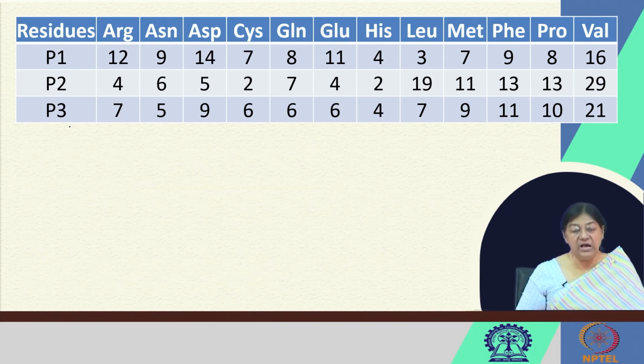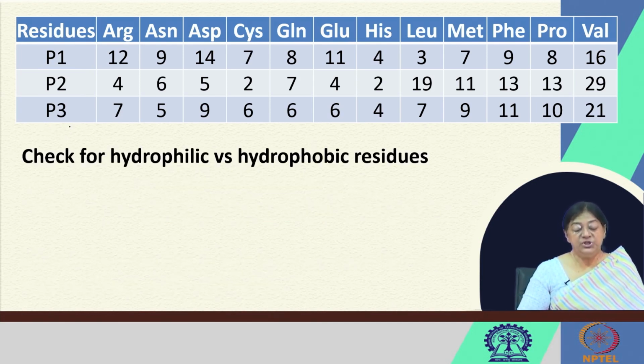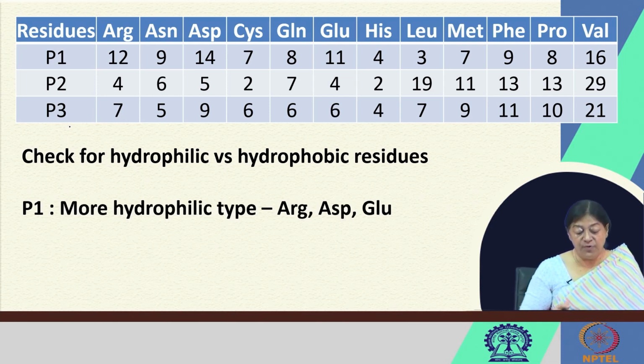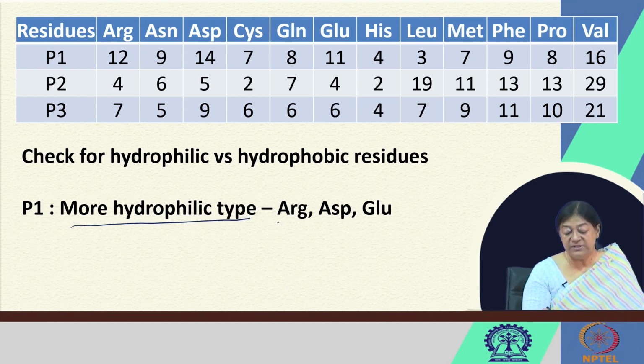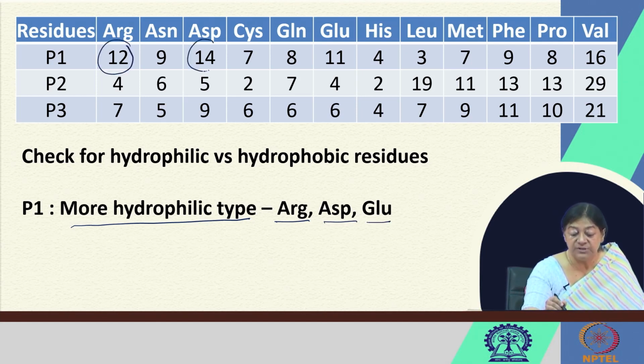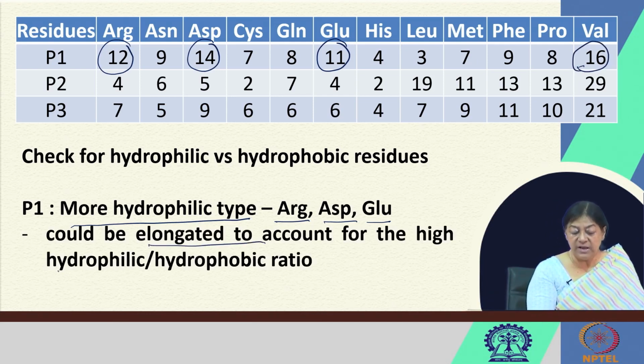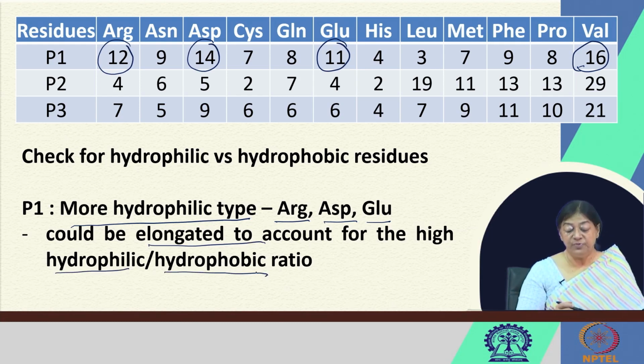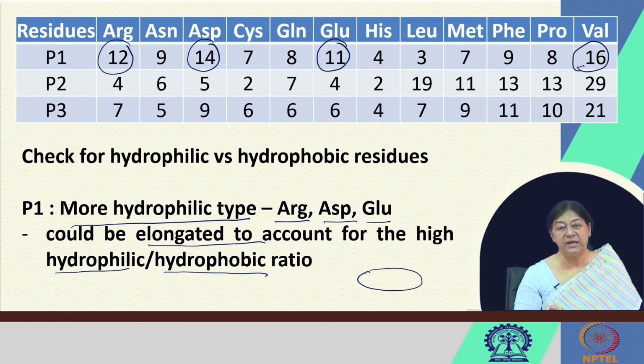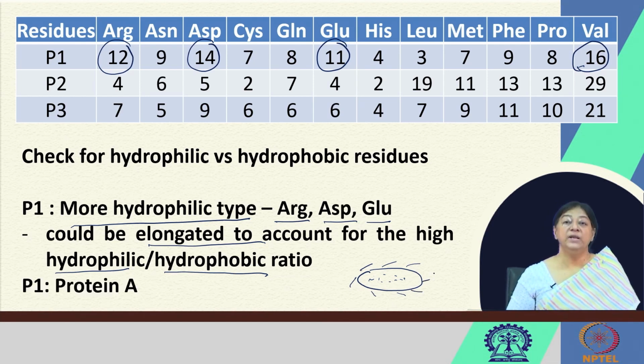So, let us see how we approach this problem. We check for hydrophilic versus hydrophobic residues, and we look for a more hydrophilic type where we see arginine, aspartic acid and glutamic acid. So, there is a large number of arginine here, aspartic acid here, glutamic acid here, and also there is quite a number of valine here. So, there is what we can say an elongated type because there is a more hydrophilic than hydrophobic ratio. Because then, what is going to happen on the surface, if we look at something like this, there are going to be the valines that are probably inside the protein, and the hydrophilic ones that we see are going to be on the surface. So, this could correspond to protein A.